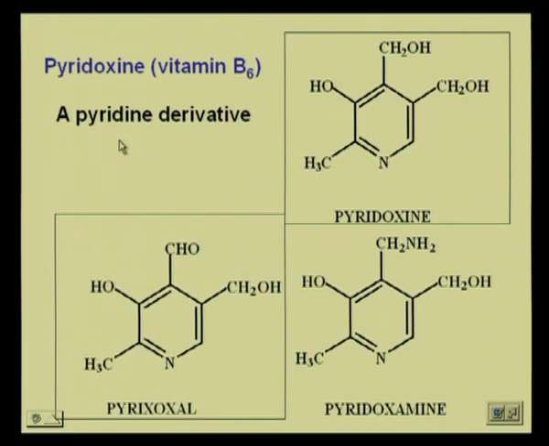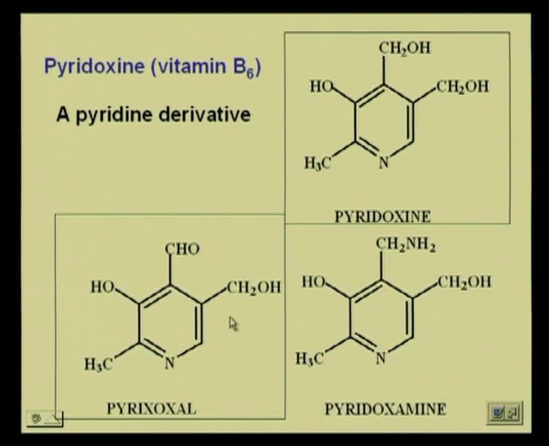If we look at pyridoxal phosphate, this is a pyridine derivative. You recognize the pyridine moiety here, and this is pyridoxine, with the specific groups attached to the pyridine nucleus, the pyridoxal and the pyridoxamine.